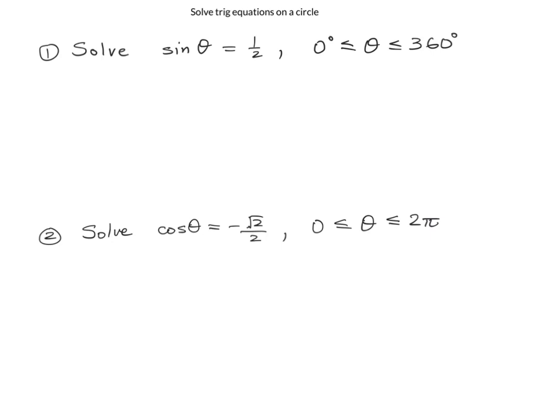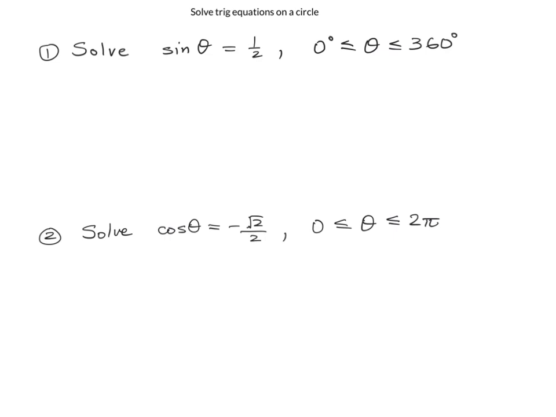So in this lesson, we're going to talk about solving trigonometric equations on a circle. When we're solving an equation, we're looking for the variable. The variable here is theta, and that means we're trying to find out what the angle is. Now what we're going to discover is there's almost always more than one answer, so we have to be a little careful figuring out what's going on.